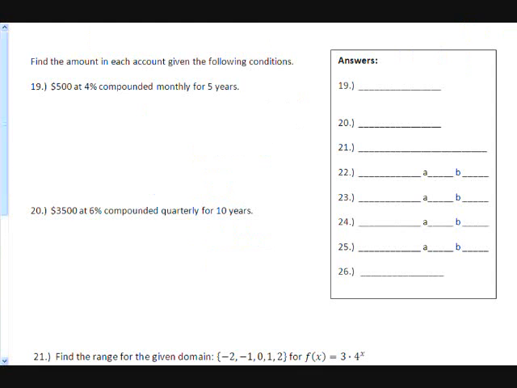For these, it asks us to find the amount in each account given the following conditions. The first thing we notice when we read the problem says $500 at 4% compounded monthly. That word compounded means I have to use a special formula. I'm using the formula A equals P times 1 plus r over n, raised to the nt. As soon as I see compound interest, this is the exponential formula that I want to use.